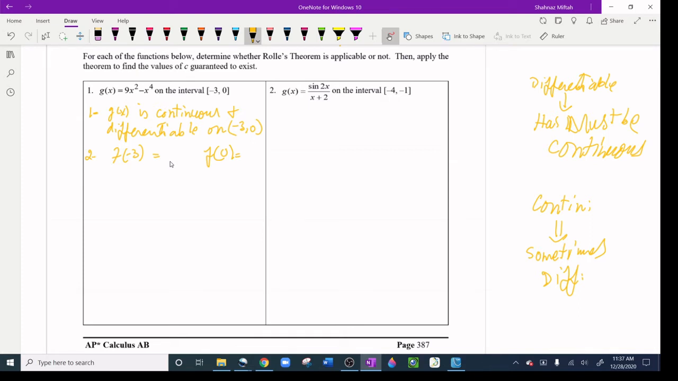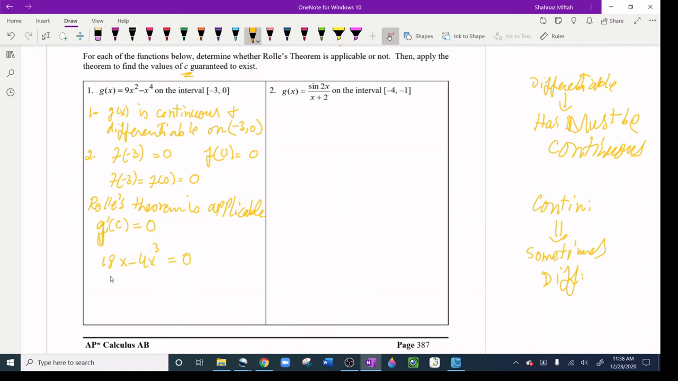If it's applicable, since that's the g function, I'm gonna say g prime c is equal to 0. For the x, I just put in c because they are asking for c. So let's take a derivative of that. I'm gonna go 18x minus 4x cubed equals 0. Now I can do the common factor first. 2x is a common factor, or instead of x, we can change this to c. So that's 2c as a common factor, and it's 9 minus 2c squared equals 0.